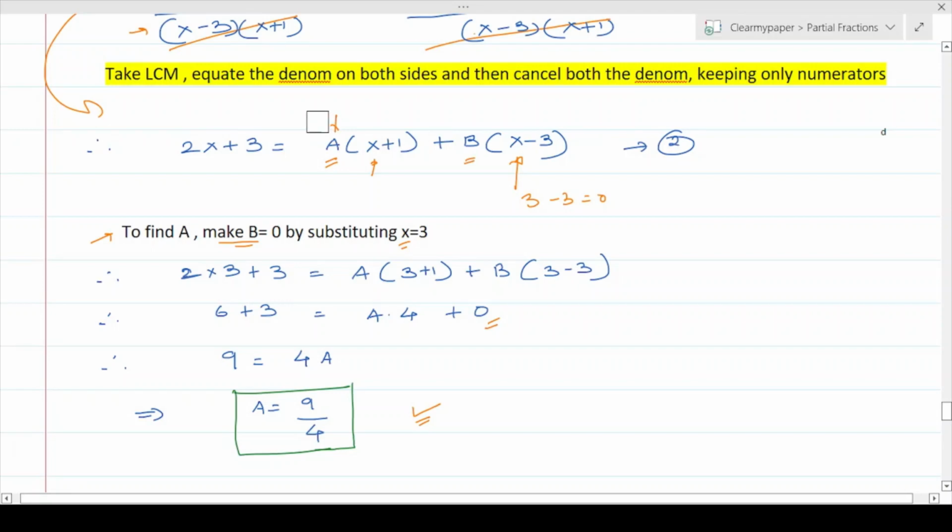And for finding b, what we do is, sorry, I think I erased this by accident. Okay, it was a and this was x plus 1. Was it x plus 1? Yeah, it was x plus 1.